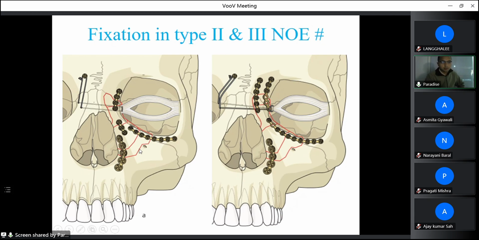The next thing is the same. You have to put the plate at the nasomaxillary buttress, infraorbital rim, and also at the superior region in the medial wall of the orbit. And if still there is some comminuted fracture which is not reduced, you have to put an extra plate in the central region as well, in the medial wall of the orbit, where the bone buttress is sufficient.